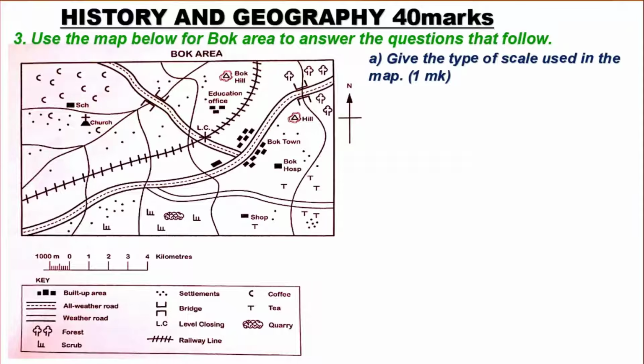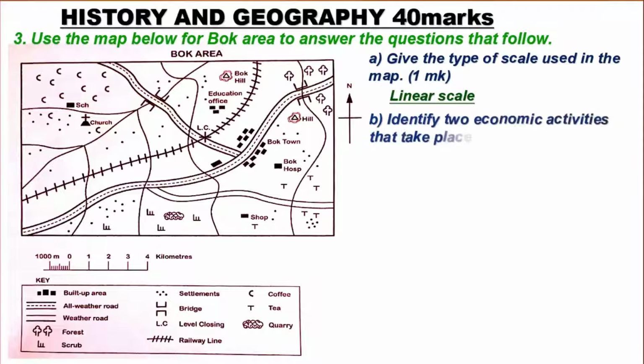Then we give the type of scale used in the map. 1 mark. All right. Remember, we have various scales, and the scale is this one here, which is called linear scale. So the correct answer should be linear scale. We also have other scales like ratio scale and the representative scale, or the statement scale.